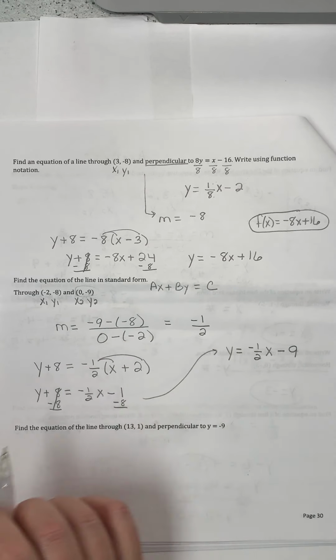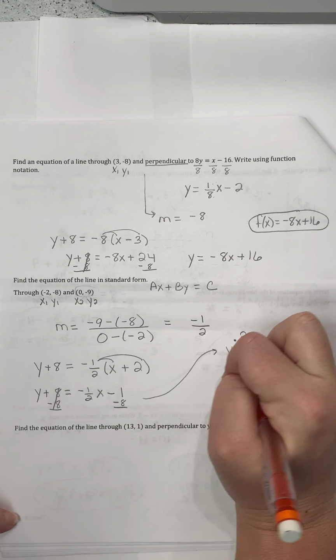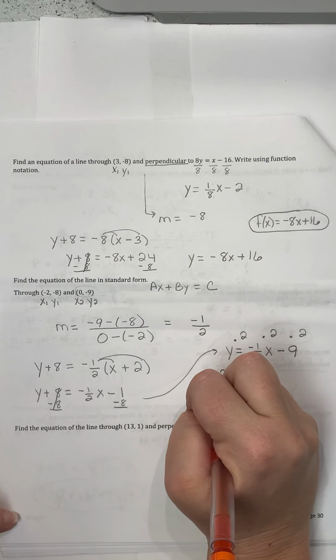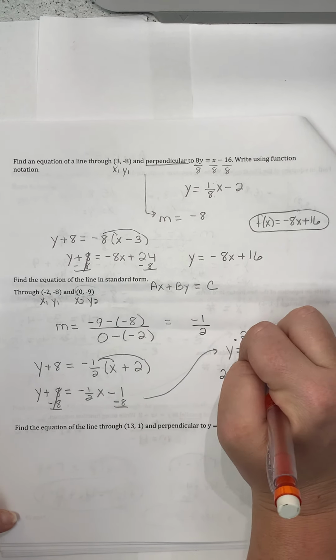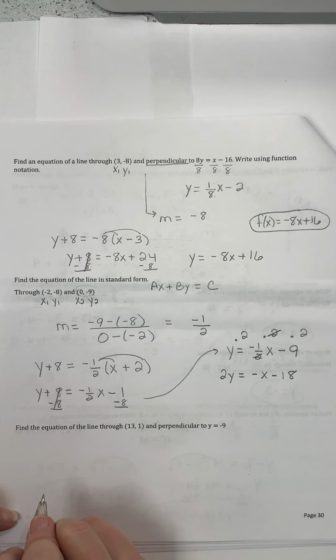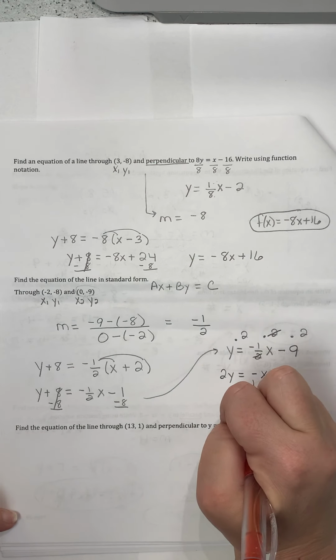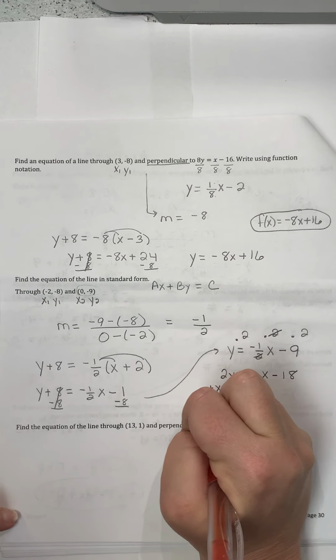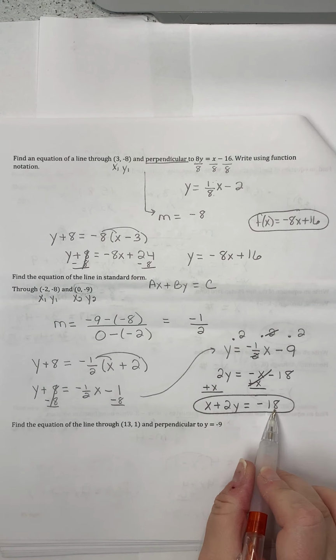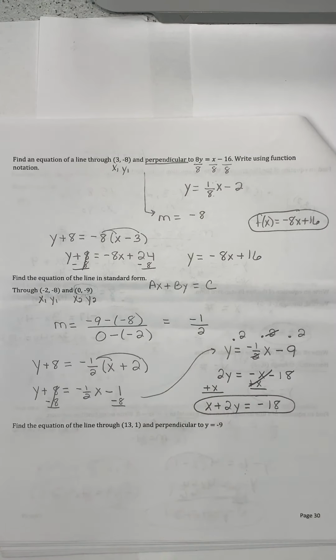So the first thing we have to do is get rid of this fraction. So I'm going to multiply all my numerators by 2, because that's my LCD. This is going to give me 2y. Those 2s cancel, and I get negative x minus 18. Okay, I want x and y on the same side, so I'm going to add x to the other side, and I get x plus 2y equals negative 18. And I'm done. I can have it equal a negative 18, I just can't have a negative in the front for standard form. And so there we go. And we found it.